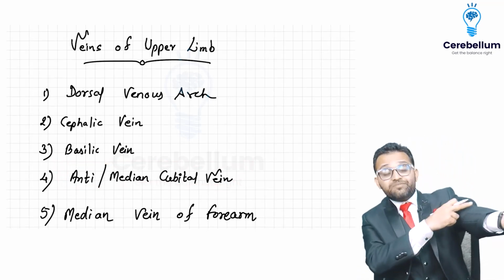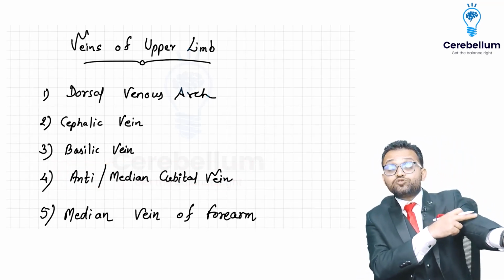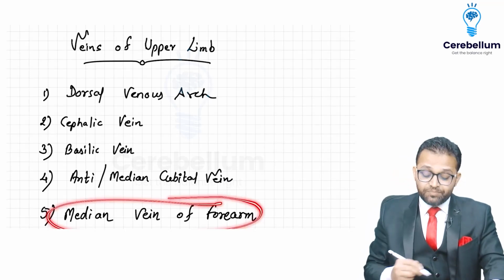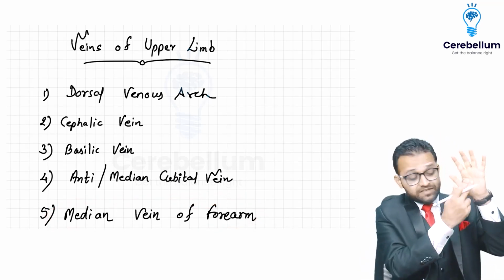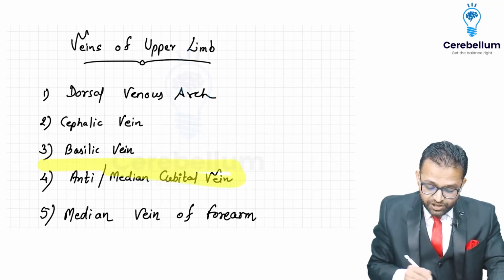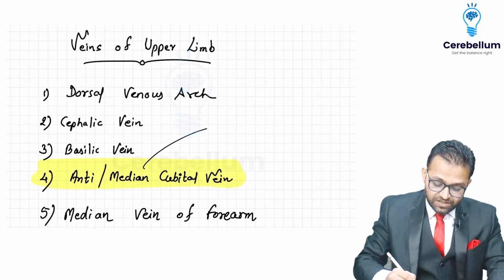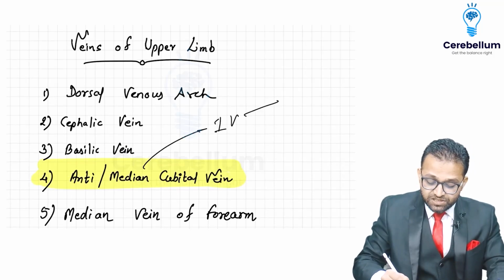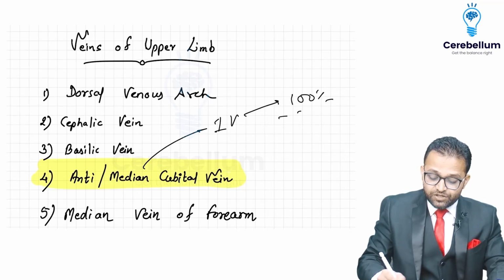It is a shunting vein between the cephalic and the basilic vein, opposite to the cubital fossa, and one more vein, the median vein of the forearm, which starts at the palm and opens into the antecubital vein. Forget everything, but remember this antecubital vein, the median cubital vein. This is our best vein for intravenous injection. So 100% bioavailability you find here. Okay, sir.